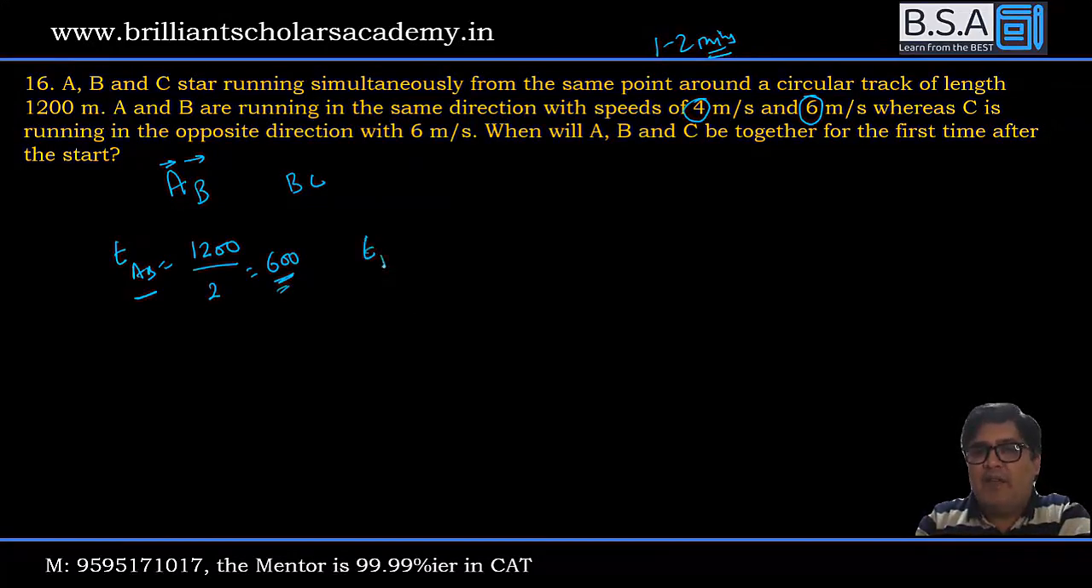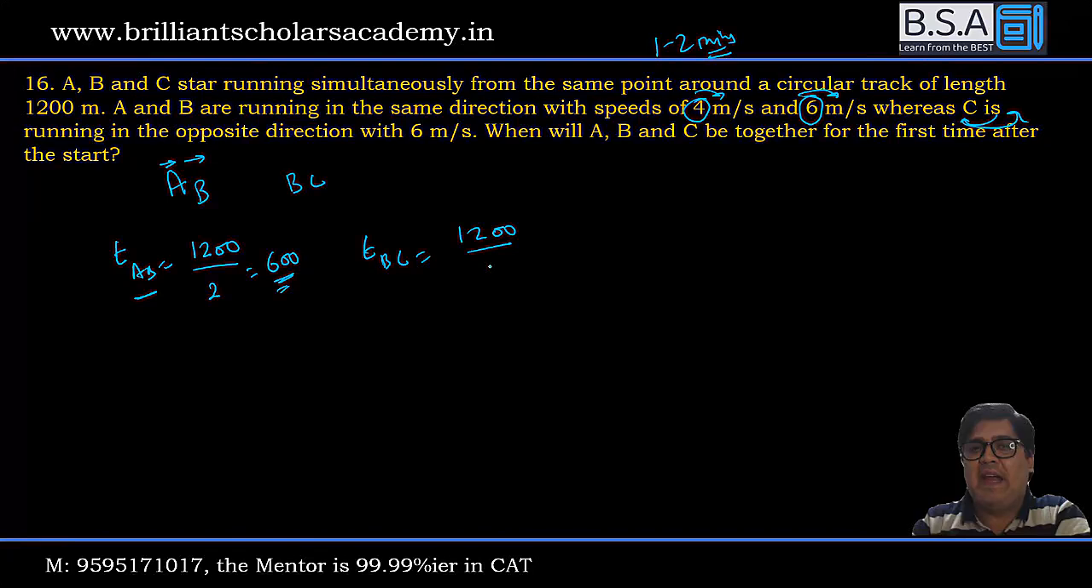Time required for B and C to meet is what? Total distance divided by relative speed. What is the relative speed? A and B are going clockwise and C is going anti-clockwise. C goes opposite to these guys. So speeds will be added. 6 plus 6, 12. So in 100 seconds they will meet.